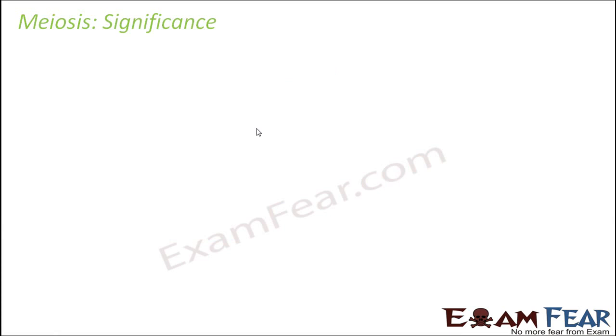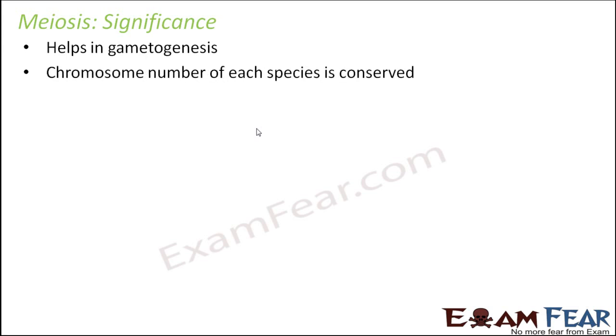Now let us quickly look at the significance or importance of meiosis. It helps in gametogenesis, which is extremely important for sexual reproduction to take place. If gametes are not formed, then organisms which reproduce sexually would not be able to reproduce at all. Chromosome number of each species is conserved.